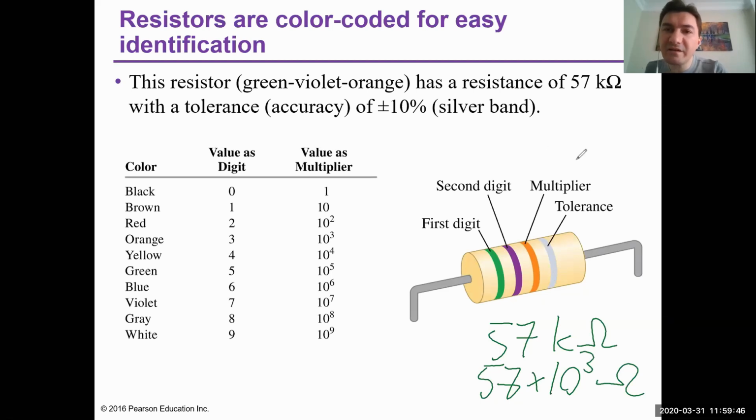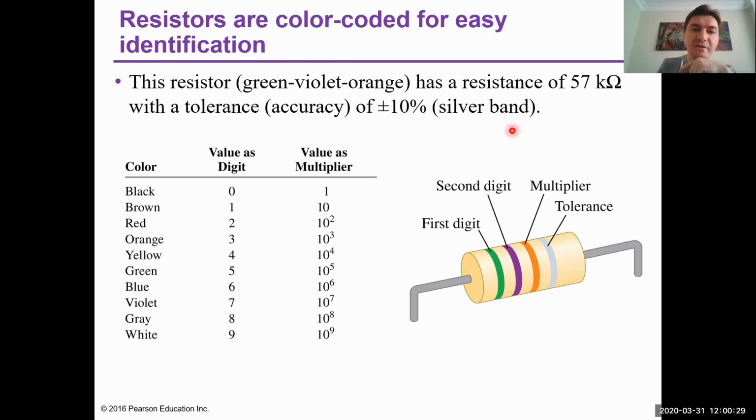So this color here is the silver band. Sometimes it becomes a gold band. Depending on the color here, you can determine the tolerance and accuracy of the resistor. So it means that 57 kilo ohm plus minus 10%. So this is the color-coded identification of the resistors. Do you have any question in that part?